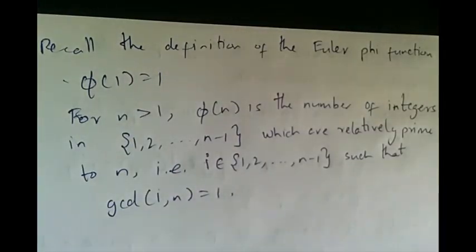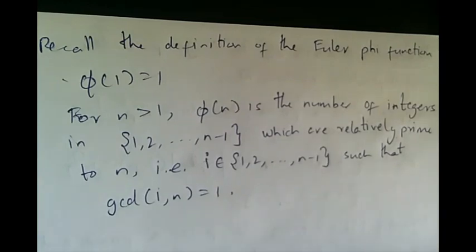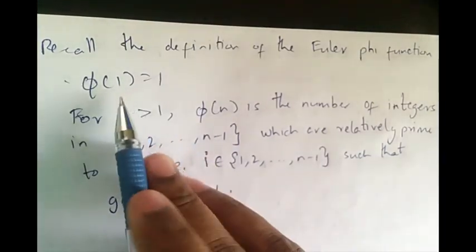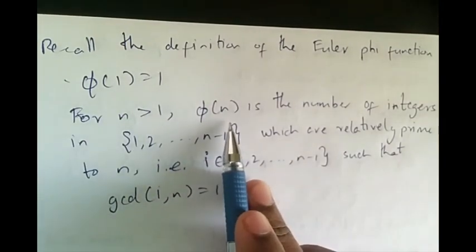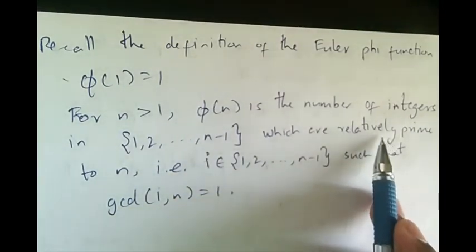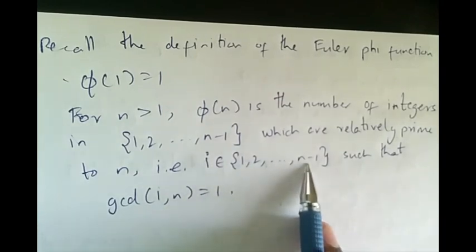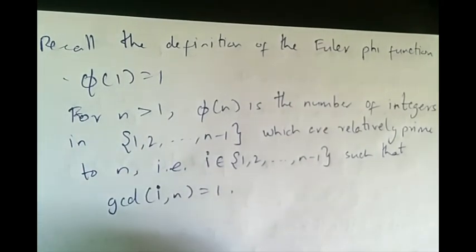Okay, so let's recall this definition of the Euler phi function, which was discussed in lecture 15, I think. So the definition was as follows. It's defined for the positive integers. So phi of 1 is 1. For n greater than 1, phi of n is the number of integers in this set 1 to n minus 1 which are relatively prime to n. That is, the integers i in this set 1 to n minus 1 such that the GCD of i and n is 1.